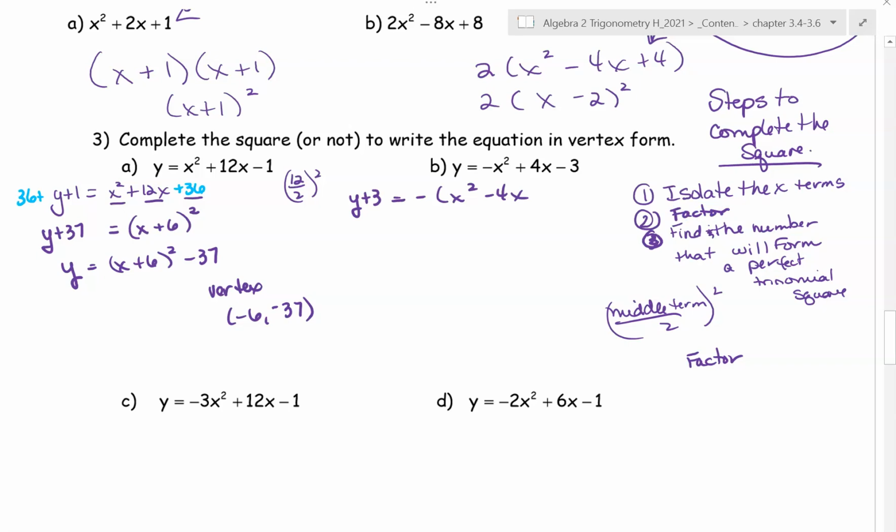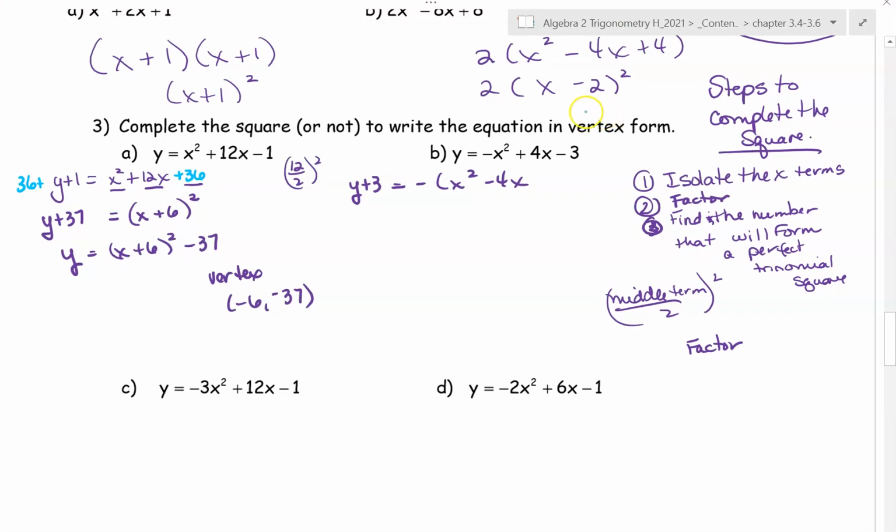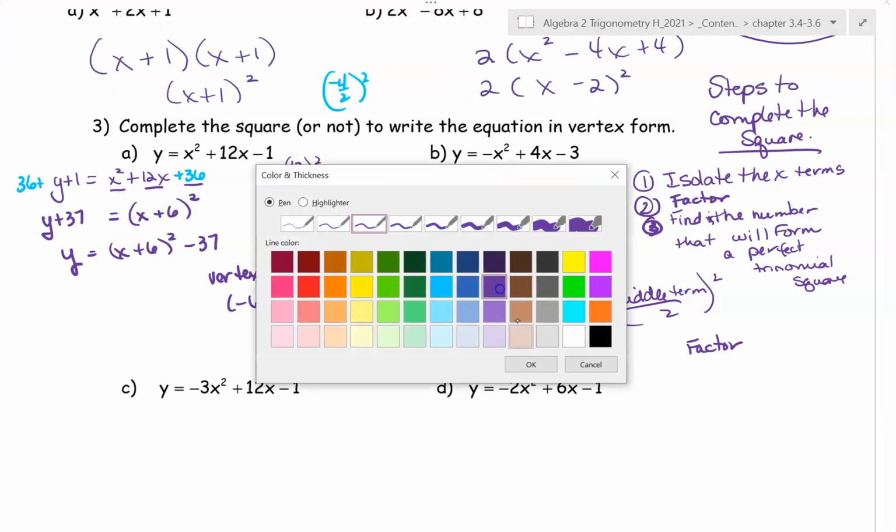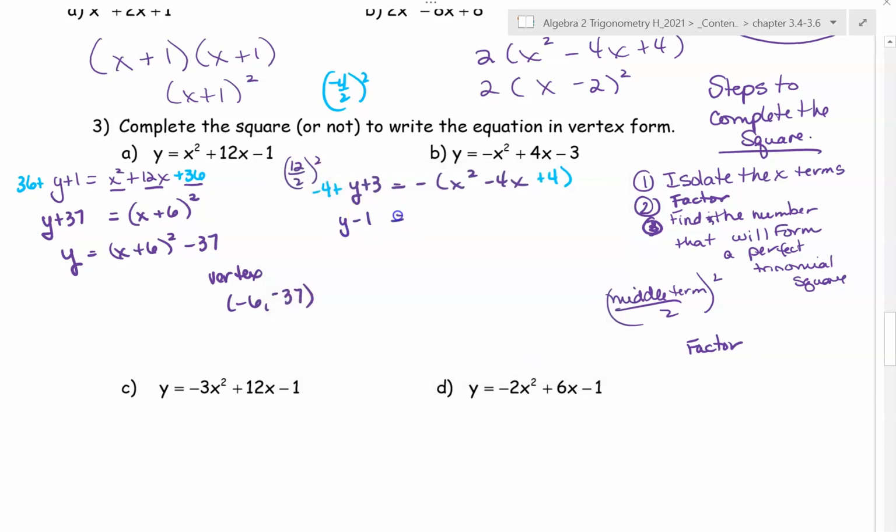Now when we look for our number that will make this a trinomial square, we have -4 divided by 2 squared. So if we add 4 to the right side, you have to add 4 to the left side of the equation. However, be careful, because you really added minus times 4 because you factored out a negative sign. So we have to add a -4 to the left side of the equation. So we have y minus 1 equals the opposite of the quantity x minus 2 squared. Again, now we have a perfect trinomial square.